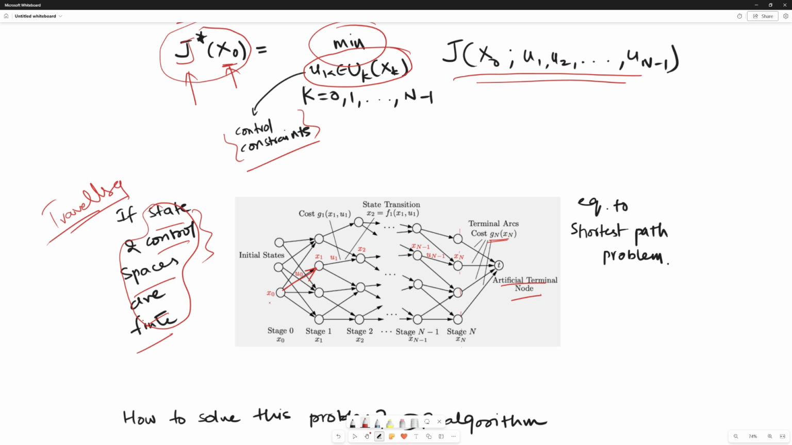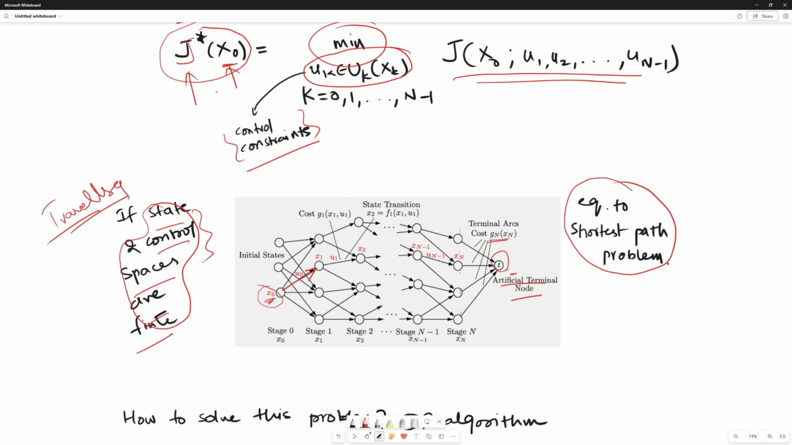And the problem of solving J star, which is the optimal cost of going from x0 to the terminal node t, is a very well studied problem. That is the shortest path problem, right? We are given a standard graph, a source node x0, and you want to go to the node t. You just want to find the shortest path. This is the shortest path problem.